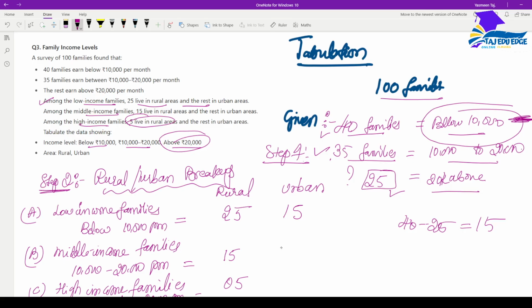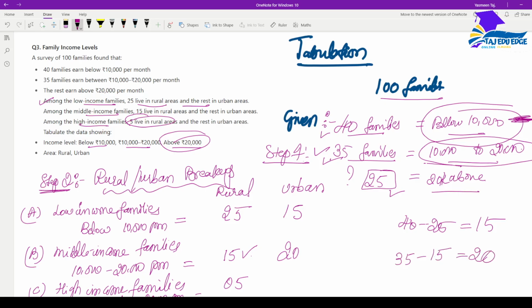In the same way, middle income. Total how many middle income families are there? Here if you observe 10,000 to 20,000, those who earn, there are 35 families. Out of these 35 families, 15 families live in rural. So how many are left? 20. 20 families live in urban. How did we get 20? That is 35 minus 15 is 20.